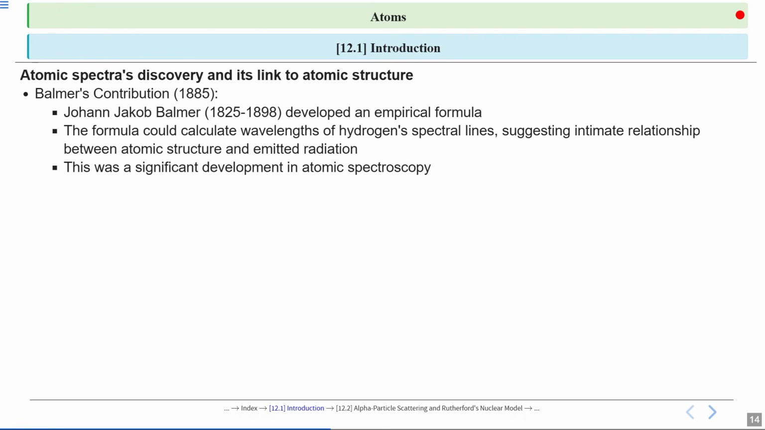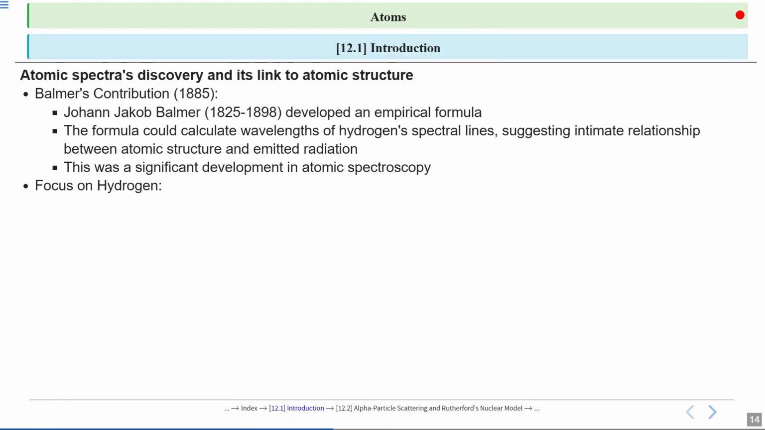This was a major step forward in atomic spectroscopy, which is the study of how atoms absorb and emit light. Balmer's work showed that there was a pattern to these emissions, hinting that atoms have specific energy levels. This idea would later be crucial for the development of quantum theory.